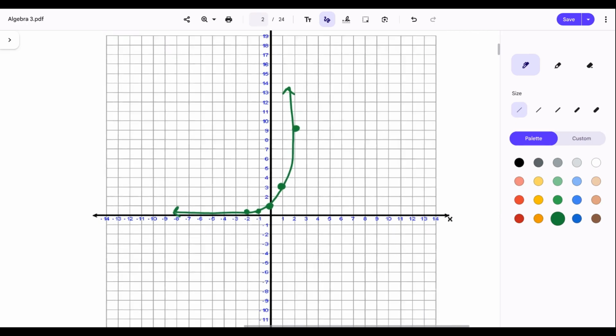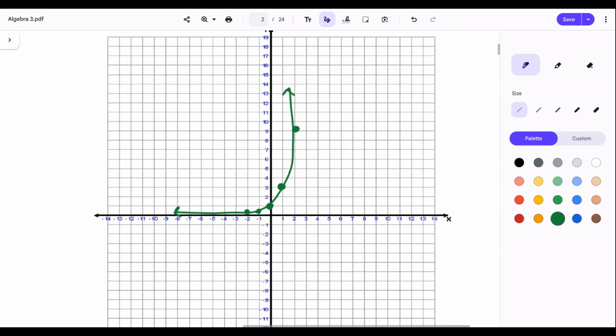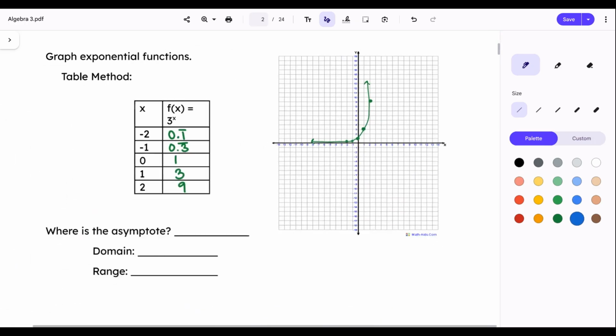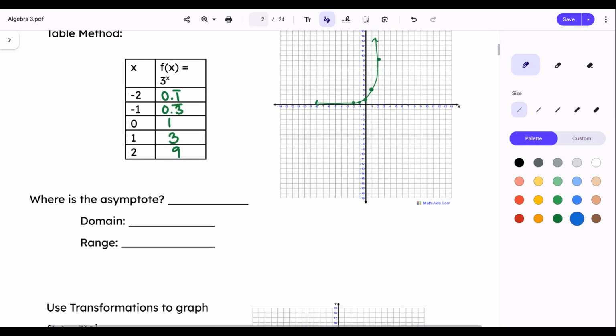Okay, now do you remember what it's called if a graph can't cross a certain region or area? We had a special name for that when we were dealing with our rational functions last chapter. Yeah, it's called an asymptote. That x-axis would be when y equals 0, and it's not going to hit that point. So my asymptote here would be at y equals 0 because it's not going to cross that point. That's kind of like a boundary that we have for this exponential equation.